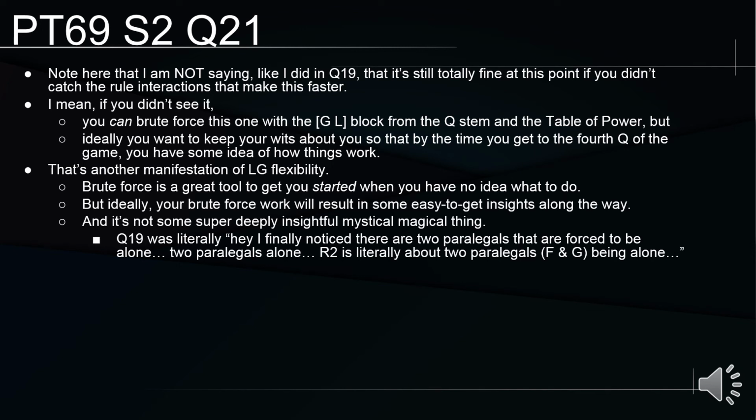And so yeah, I'm repeating myself at this point. Question 19, literally all it was just, hey, I finally noticed that there are two paralegals that are forced to be alone, two paralegals alone. Rule 2 is literally about two paralegals, F and G, being alone. It's not some super secret thing.